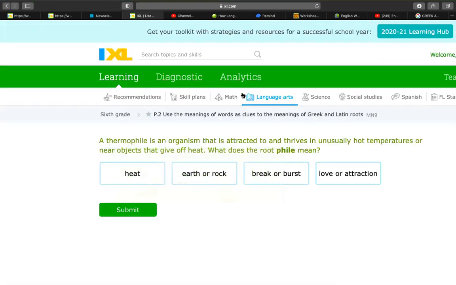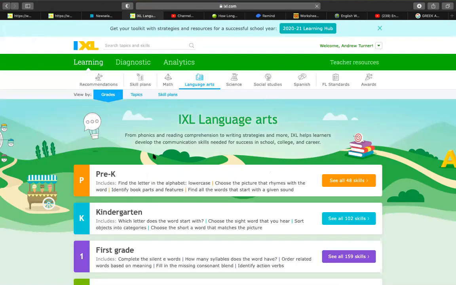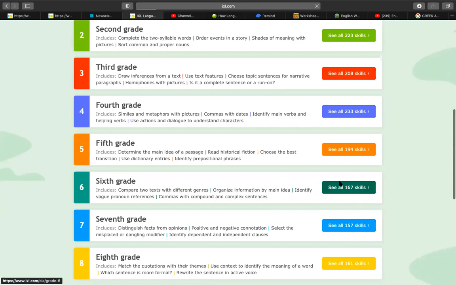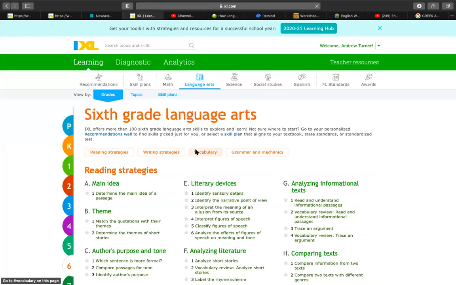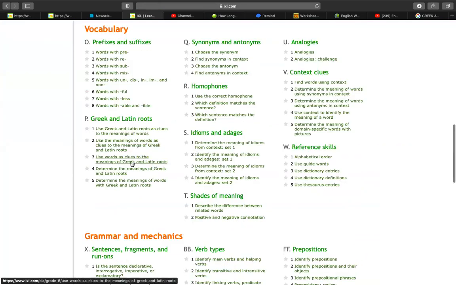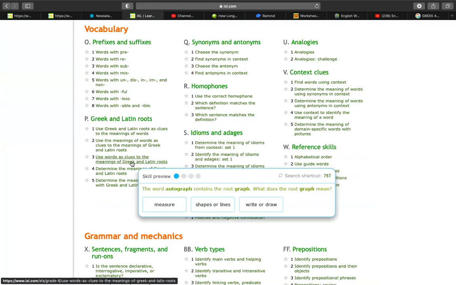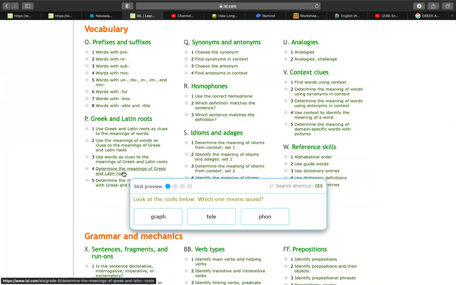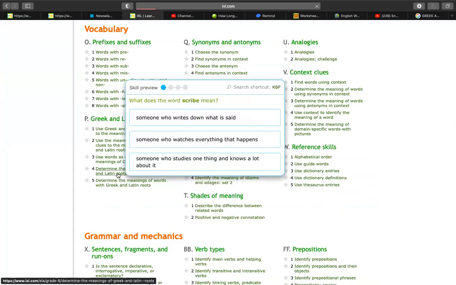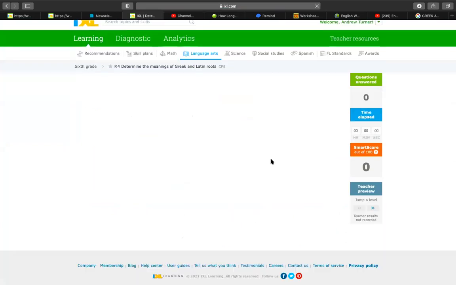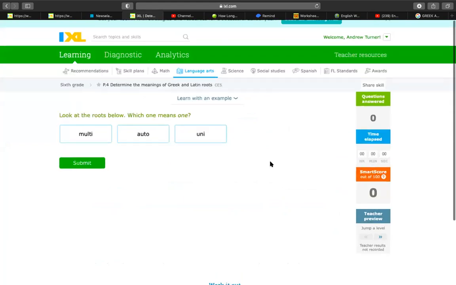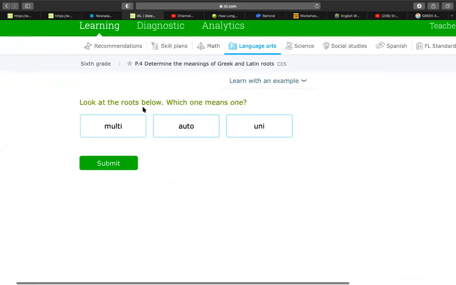All right, so let's see what else we have here. We're going to sixth grade vocabulary. Let's do this one. We're just identifying which one it is now. So look at the roots below, which one means one.